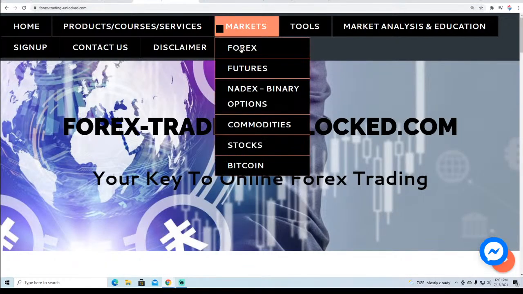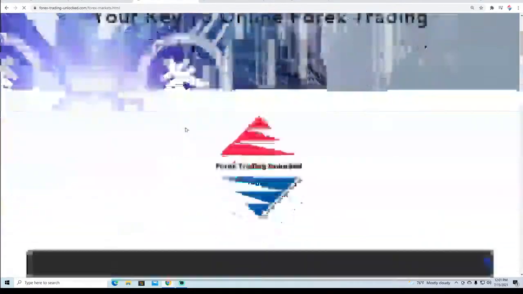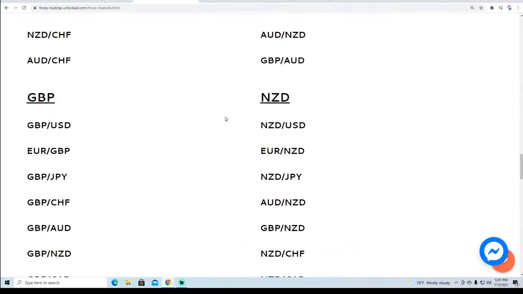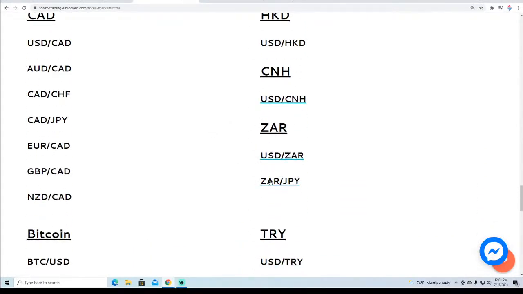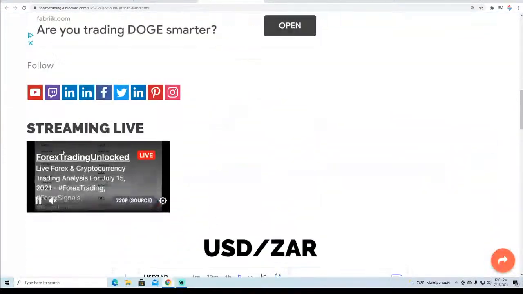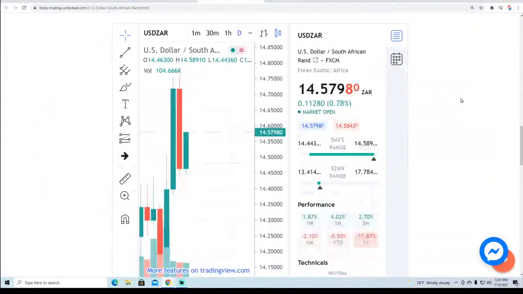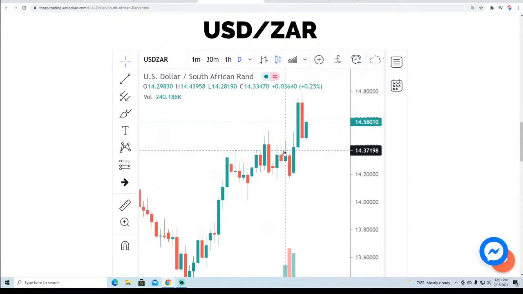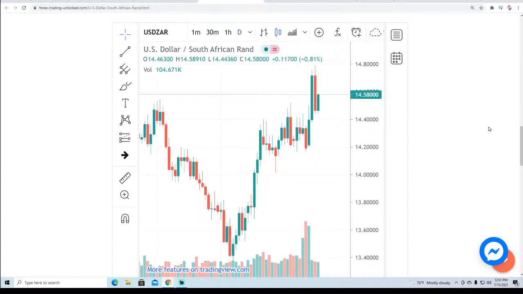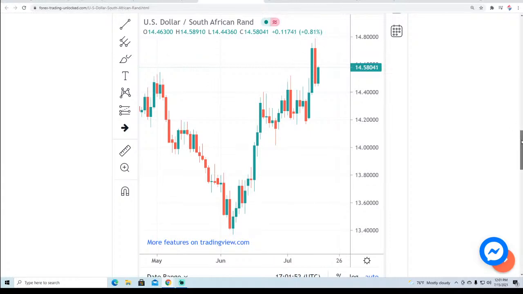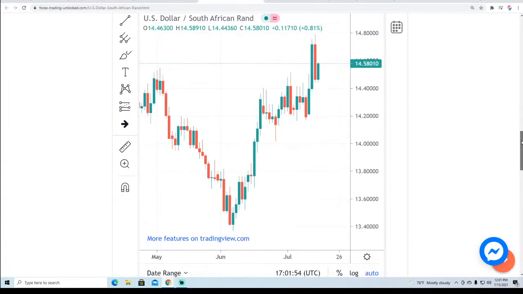In fact, if you go to markets here and go to Forex, since we're talking about currencies and countries in trouble, let's go down to South African Rand. We don't normally talk about this very often, but it is not getting very much play right now. Okay, so the US dollar ZAR right here. If you look at this, this chart here is a daily. It's been rallying since the beginning of June.